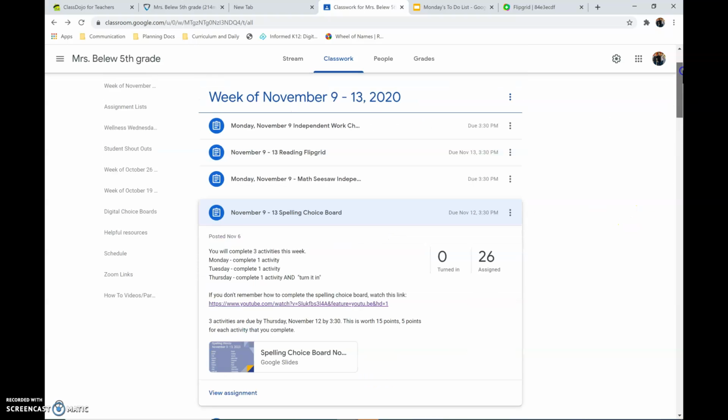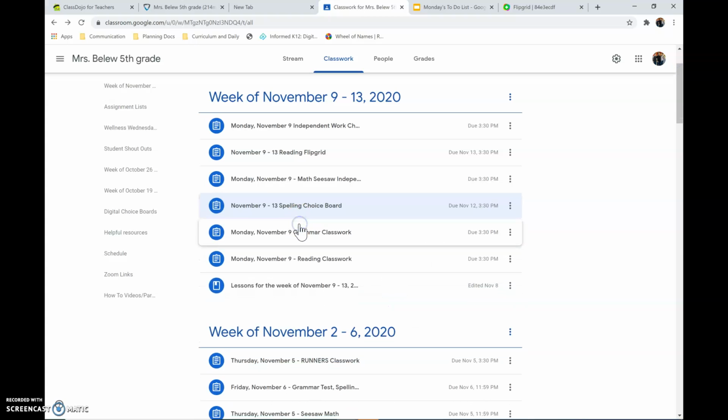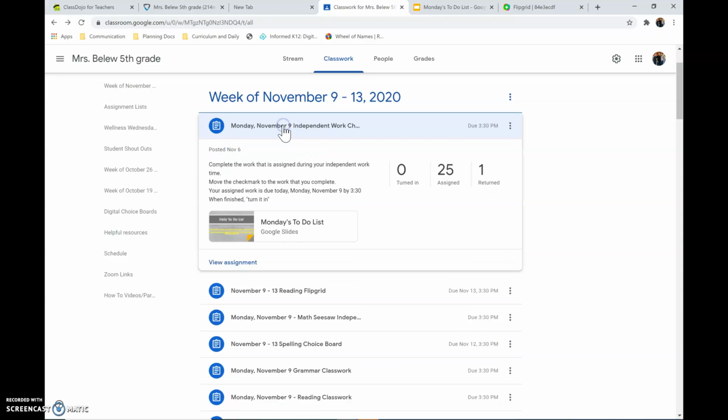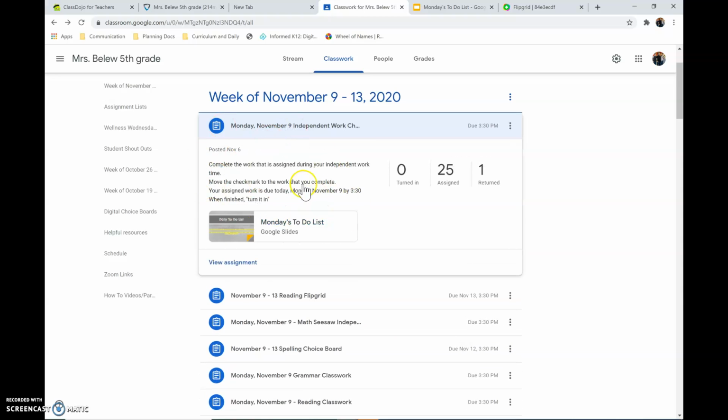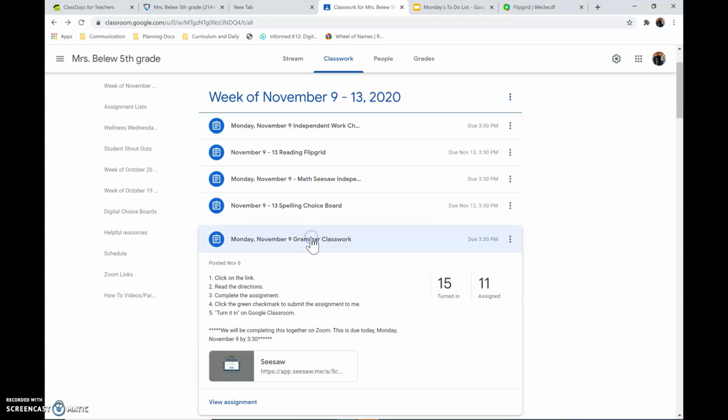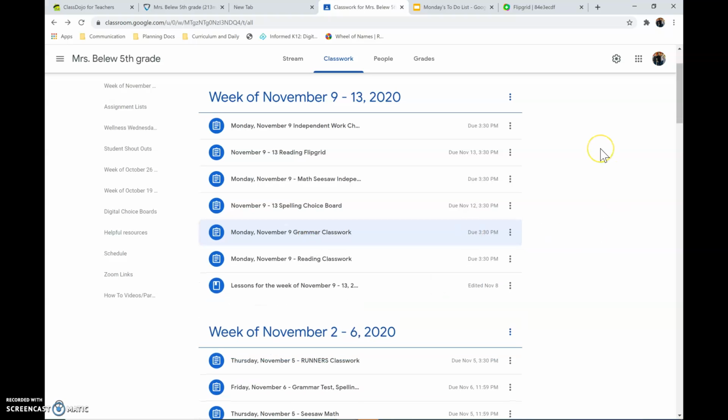Okay, I hope that helps, but please tell her she needs to, number one, make sure she's under the right date. Number two, click on it and see what it says. And then make sure that she completes this one because she did not do it with us on Zoom today. So please remind her that everything is due by 3:30 if it has to be turned in today.